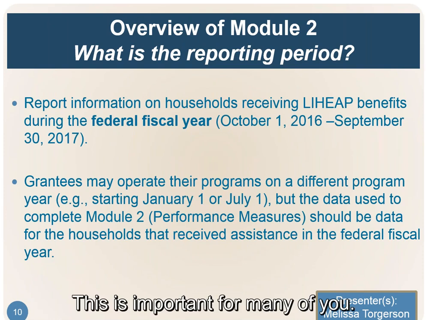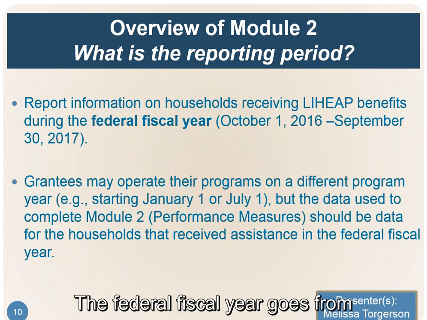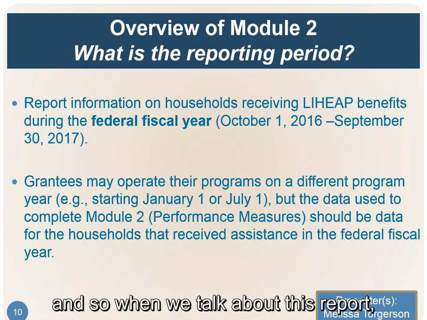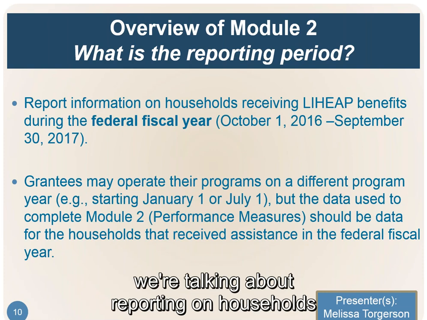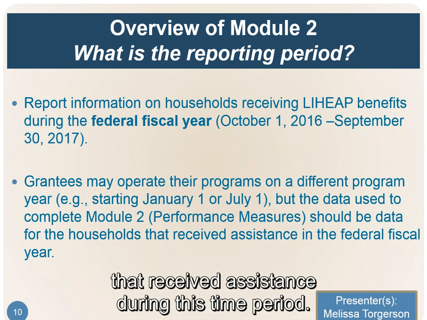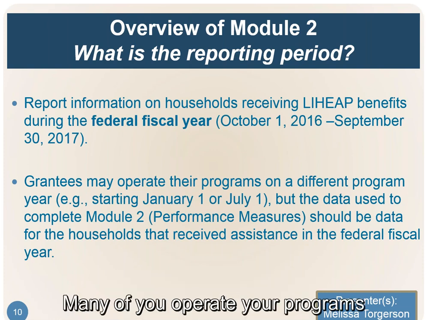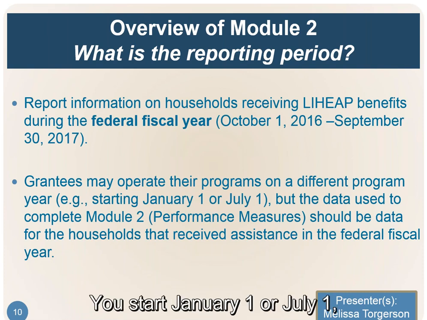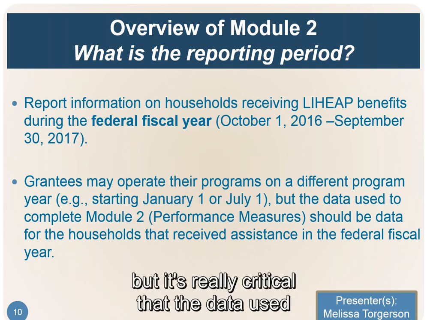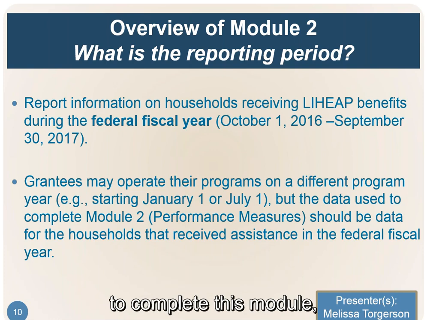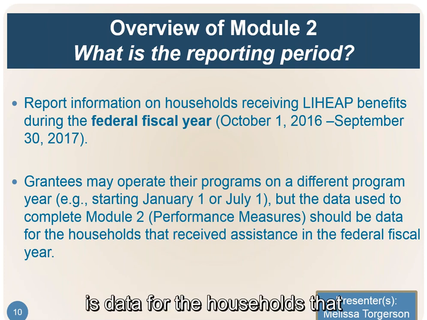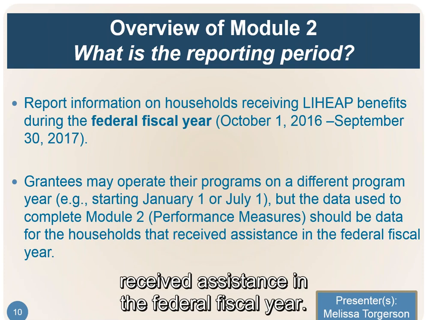This is important for many of you. The federal fiscal year goes from October 1st through September 30th. And so when we talk about this report, we're talking about reporting on households that received assistance during this time period. Many of you operate your programs on different program years. You start January 1 or July 1. But it's really critical that the data used to complete this module, and really the whole performance data form, is data for the households that received assistance in the federal fiscal year.